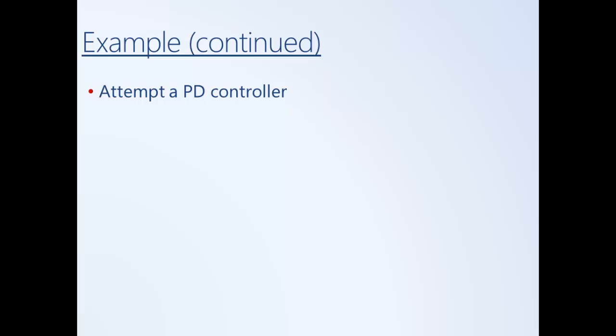So what we're going to do is attempt a PD controller. Momentarily I will try and give you some intuition as to what type of controller to pick in order to bend the root locus into the location that you want. But for now, let's just blindly attempt a PD controller and see if it will work for us.